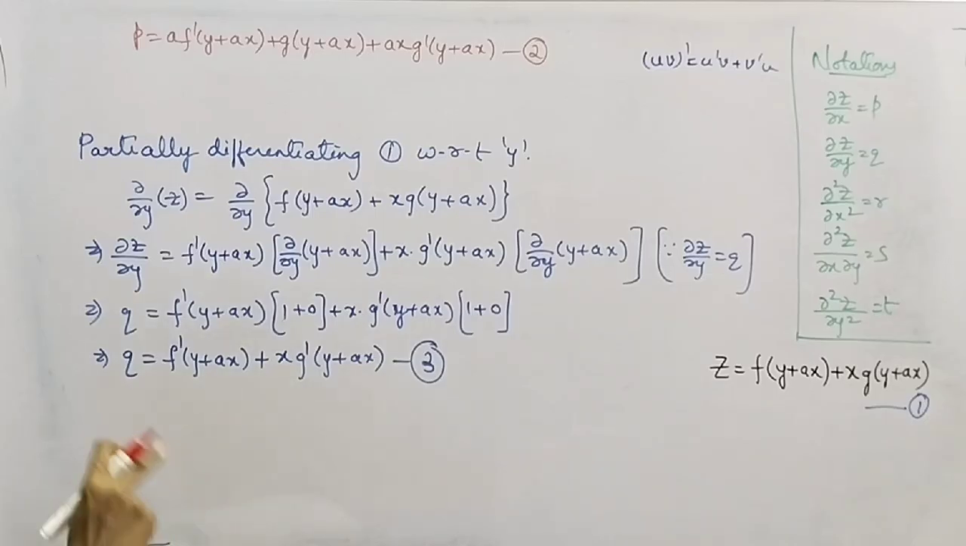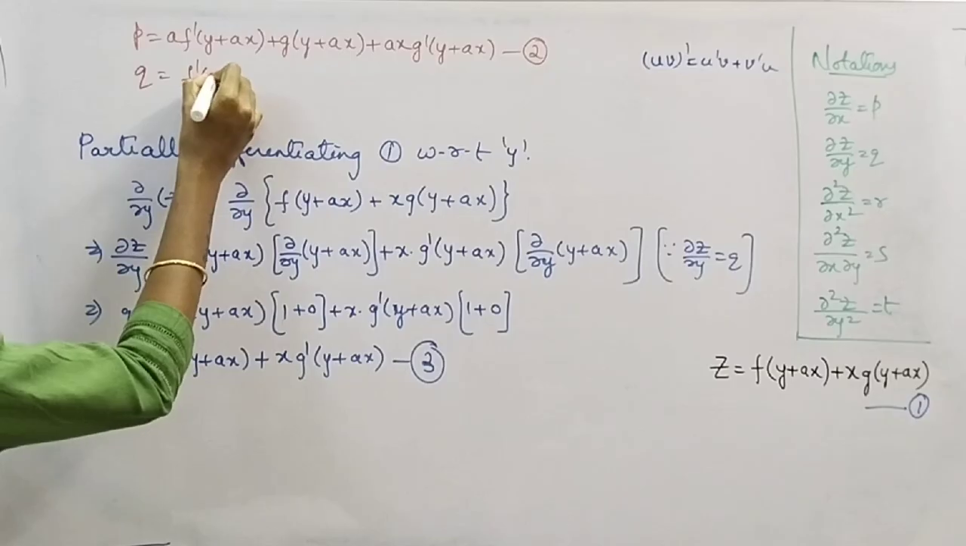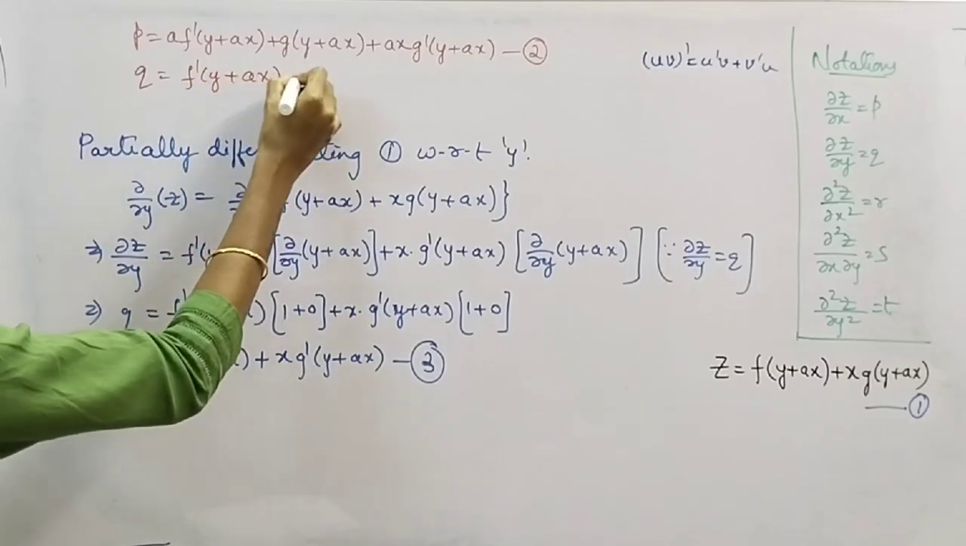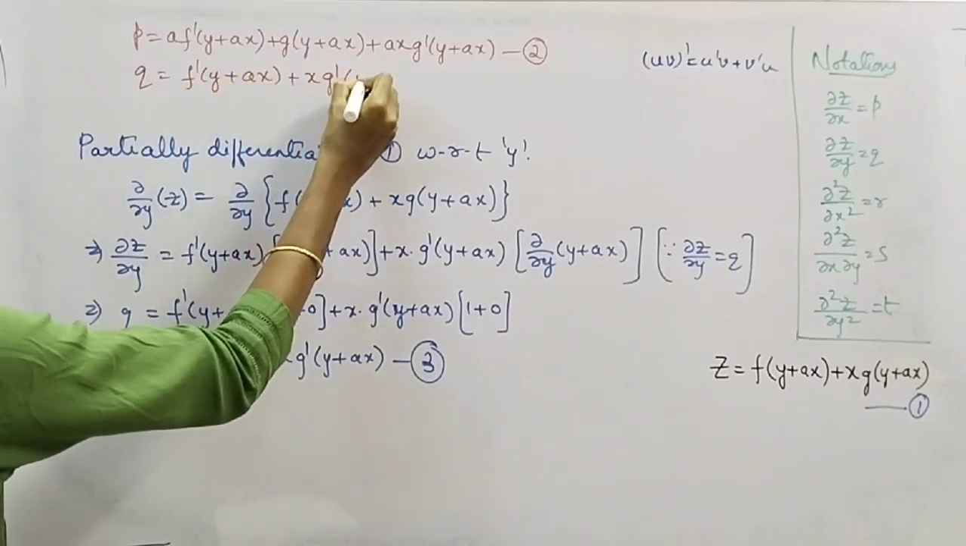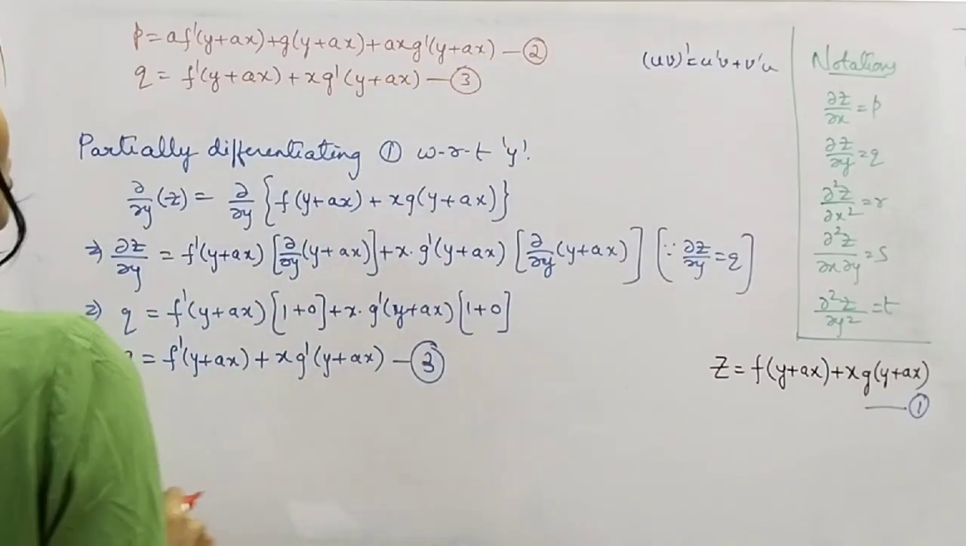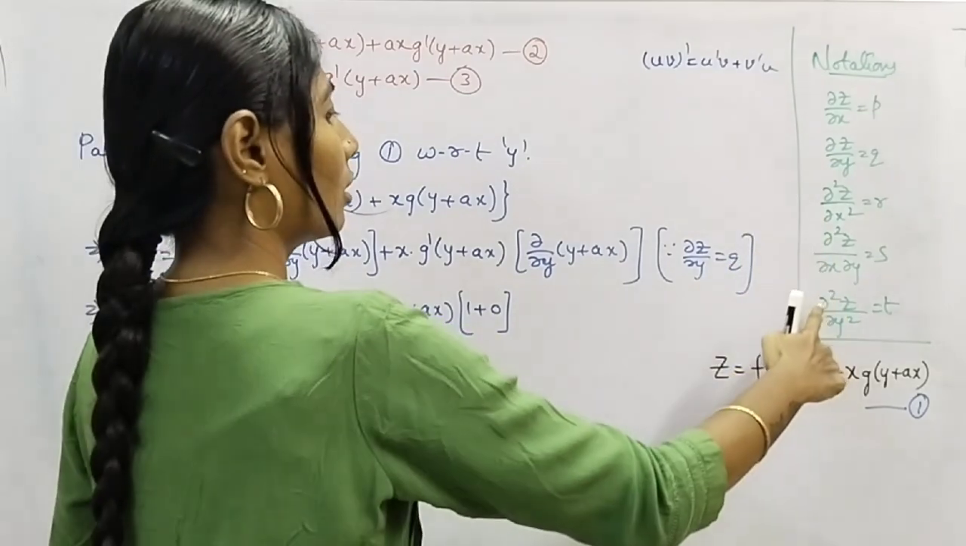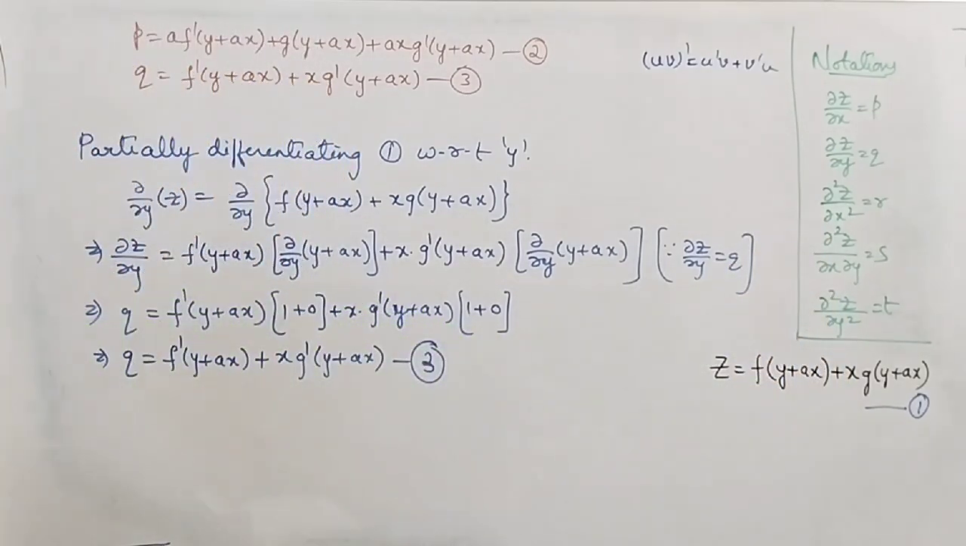Now we got the equation involving q, right? q equals f dash of (y plus ax) plus x into g dash of (y plus ax). Now we'll find the equation involving r and the equation involving t, and if necessary we'll go for s also.